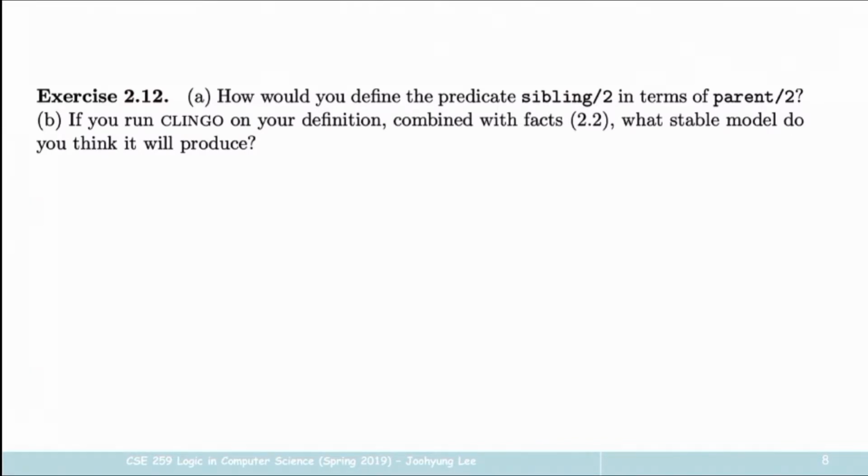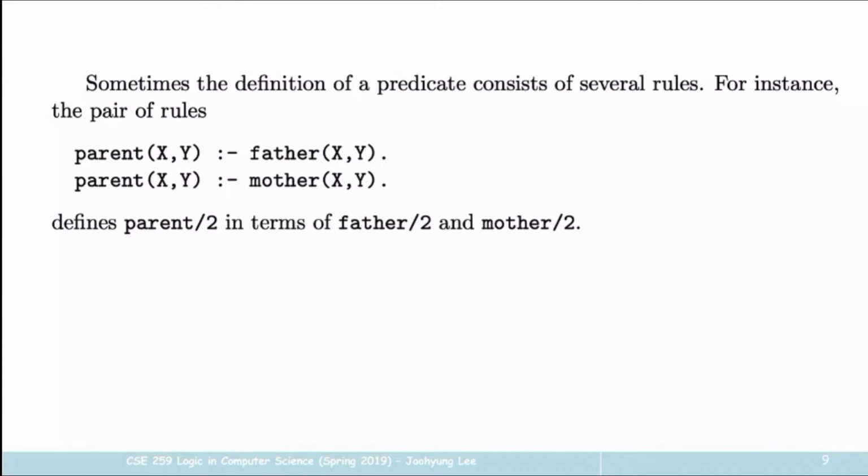That's much harder than writing 1 or 2. Okay? But when you do that, try not to complete everything in one go. Try to do this one by one and see whether the output of Clingo makes sense to you. Okay? All right. The next one.